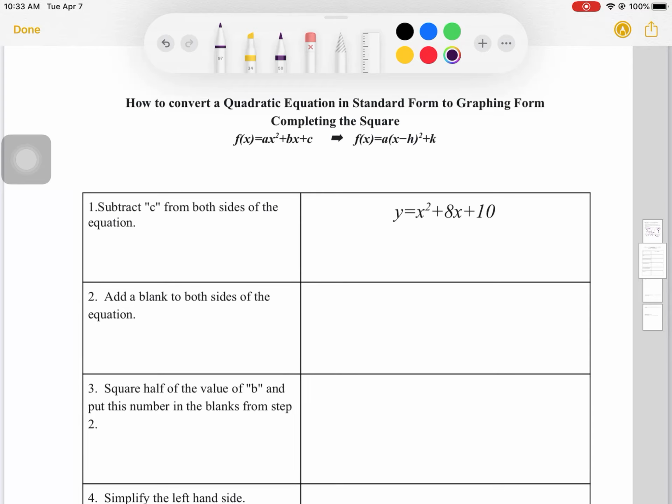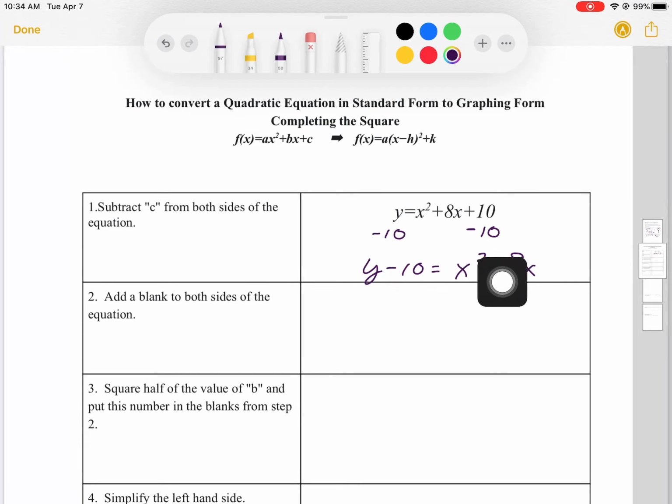So the very first step in completing this, and then once I'm done, I'll go back and talk about what this all means. But I want to walk you through the process so as not to make this an hour-long video. We're going to subtract c from both sides of the equation. C is our constant term. So I'm going to subtract 10 from both sides of the equation, giving me y minus 10 equals x squared plus 8x. And this is where that term, completing the square, comes into play.